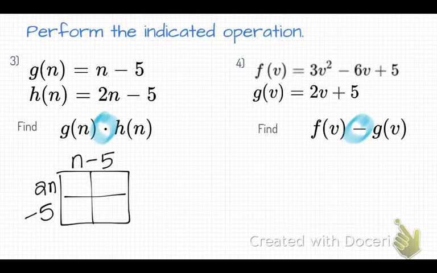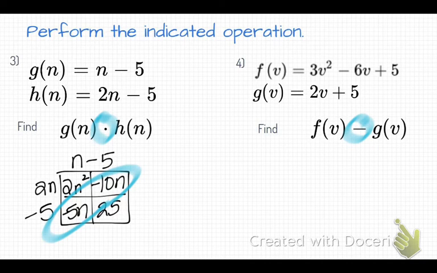So I have g of n times h of n. So I'm going to start: 2n times n is 2n squared. Negative 5 times n is negative 5n. 2n times negative 5 is negative 10n. And negative 5 times negative 5 is positive 25. These are like terms again. So I'm just going to combine. I have 2n squared minus 15n plus 25, and that's my answer.